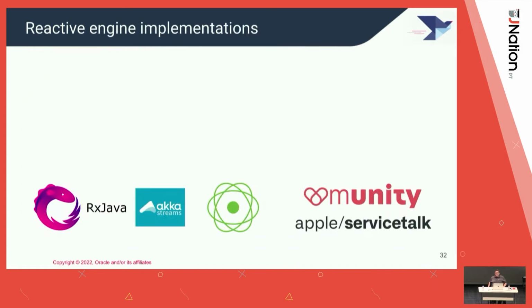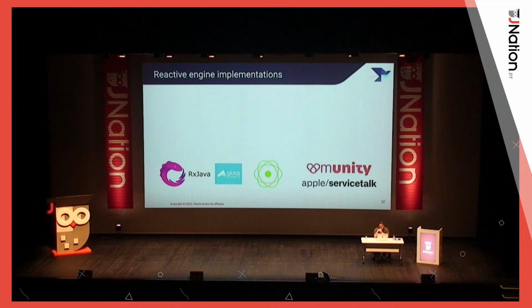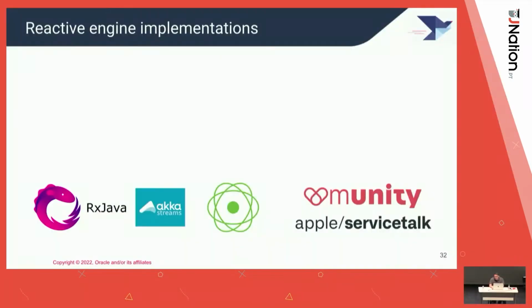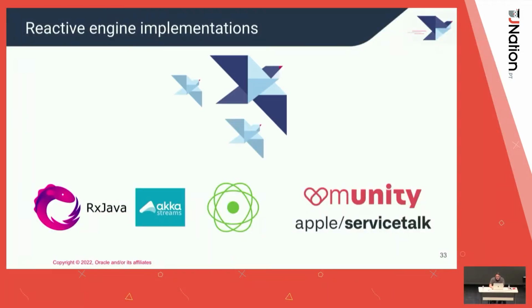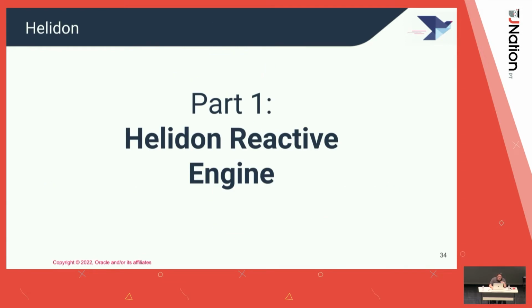As a result, several engines appeared, and we know them quite well. First one, RxJava, of course, Akka Streams. The Spring Reactive project is very famous. Helidon's Unity by Parker's guys, so I think there were talks here as well. Even Apple joined with its ServiceTalk. But we also have our own engine, Helidon, and I'm going to tell you what it is and how it works.